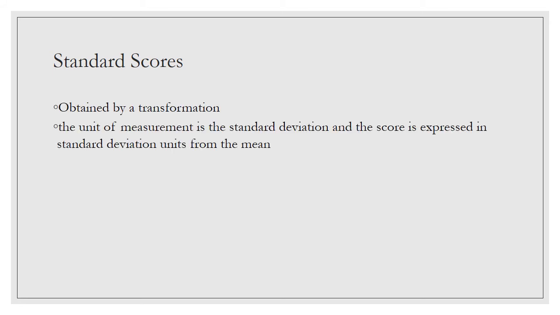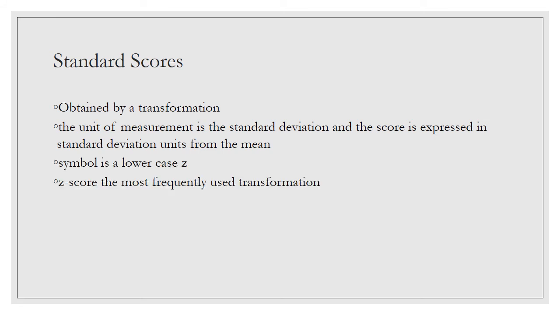In educational and psychological testing, we often need to transform our data. We have sets of scores that we can transform into called standard scores. There's actually different types of standard scores. We're just going to focus on one, the most popular type. So standard scores can simply be obtained by transforming our data. The unit of measurement is the standard deviation, and the score is expressed in standard deviation units from the mean. That's what we're doing when transforming our data from raw scores into standard scores.